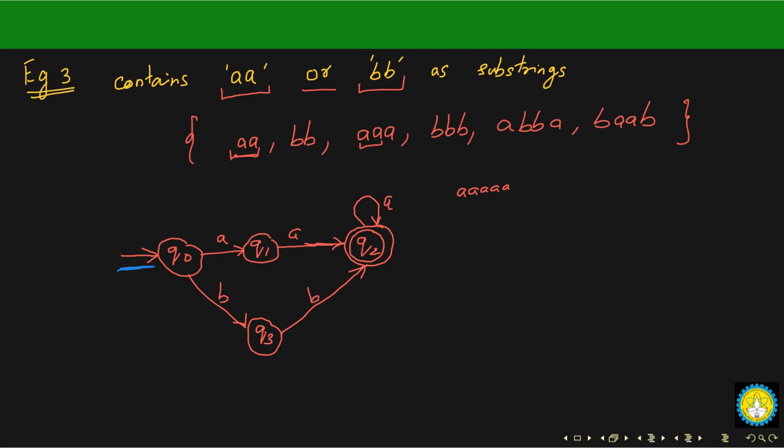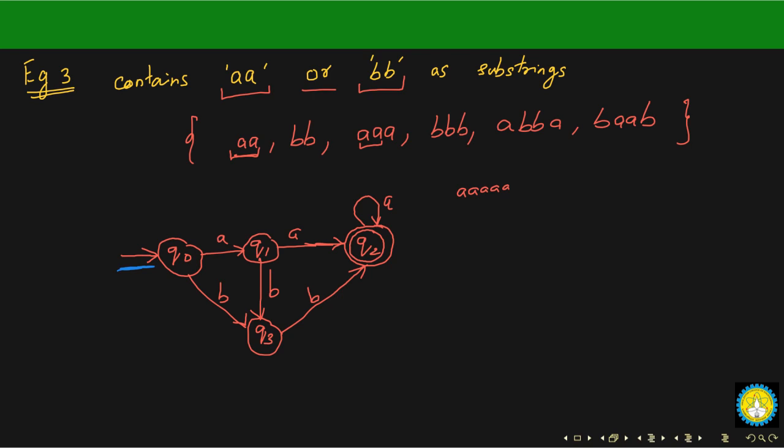Now, from Q0, if you're getting an A and then you're getting a B, the transition from Q1 upon B is not defined. If you're getting a B from Q1, it means there's a possibility of going to the final state if you get one more B like this. So if you're getting one more B, you can actually go to the final state.